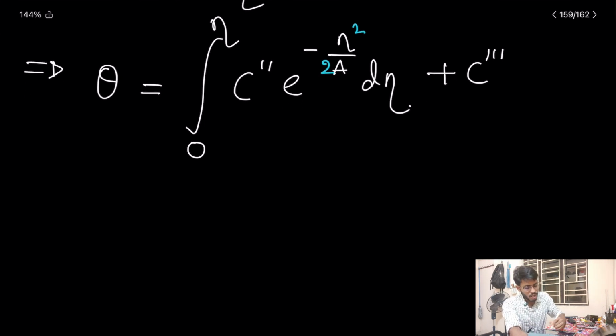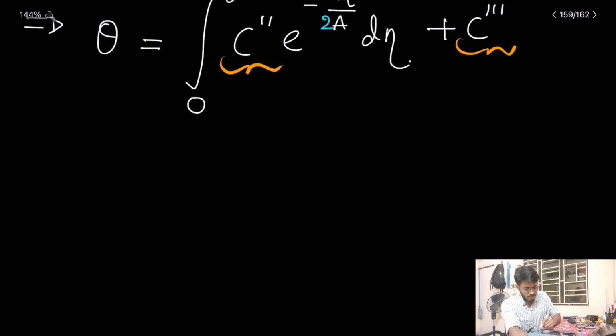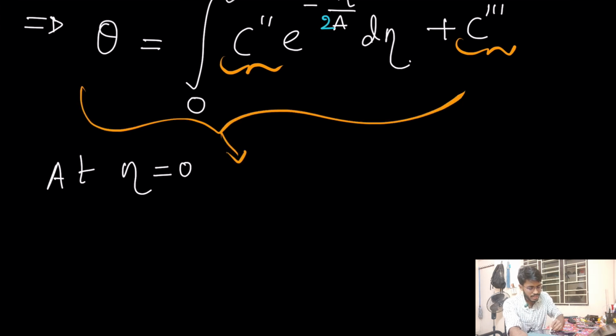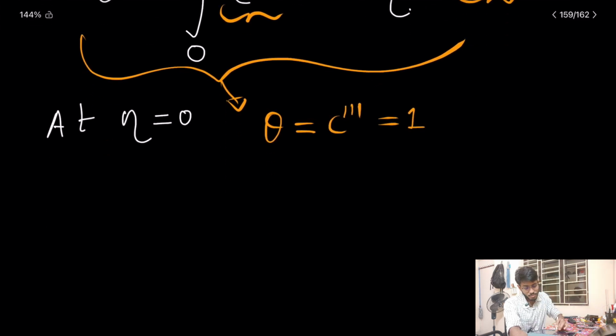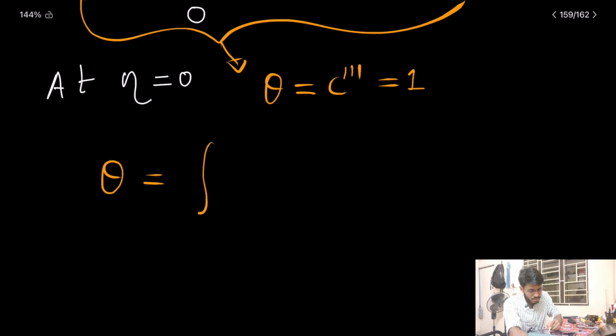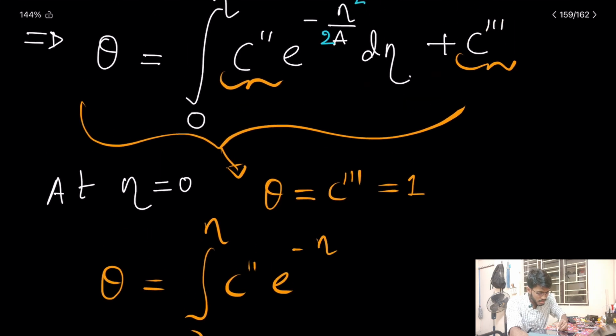Now here these two are unknowns, this one and this one. Let us apply the boundary condition. So the first boundary condition is at eta is equal to 0. So from this integral what I can get at eta equal to 0, that is theta is equal to c triple dash, and that is equal to 1, right? That means my theta is equal to integral 0 to eta, c double dash e to the power minus eta square by 2a d eta plus 1.